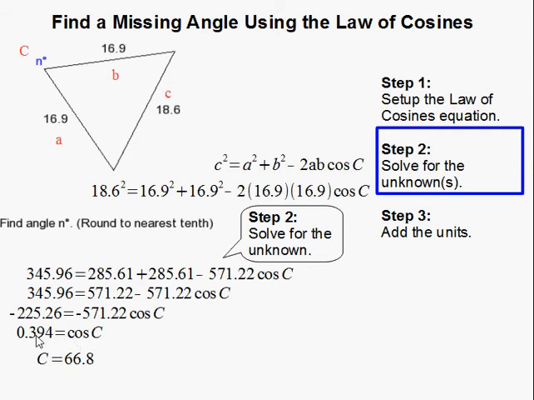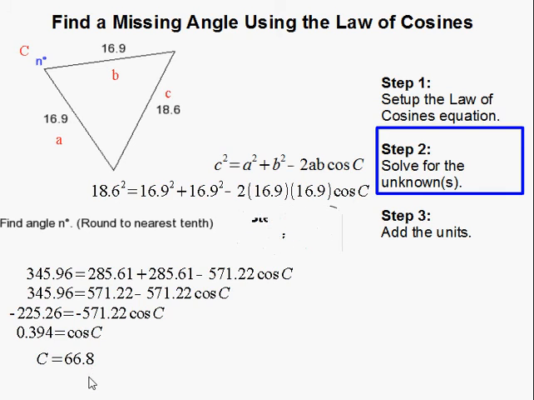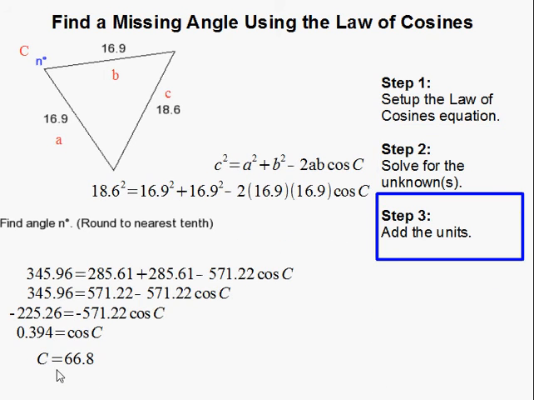And how I went from this step to this step was you do the inverse cosine, or arc cosine value. And that gives you 66.8. And this was in degrees. Okay. And lastly, since it is kind of a word problem, you have to have your units, which are degrees in this case, right? And that's it. That completes our problem.